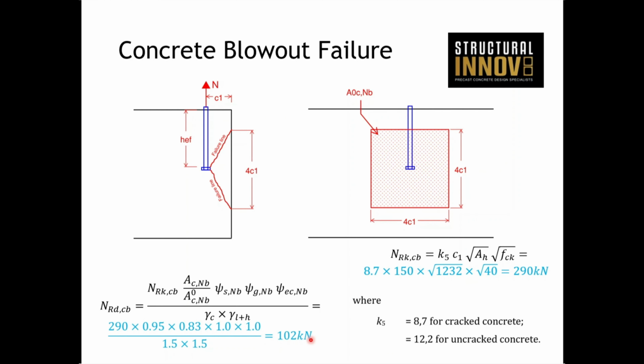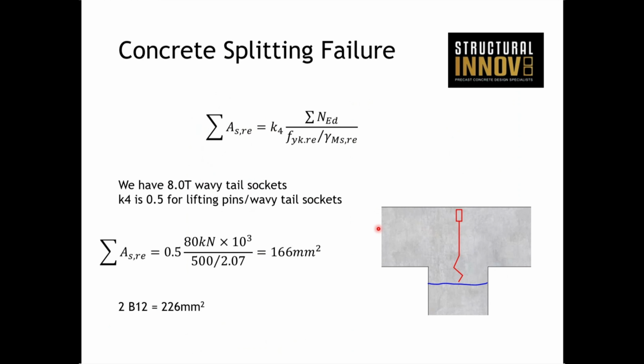kilonewtons. And the last tension failure mode was the splitting check. Again, we're using a slightly larger lifter, 80 kilonewtons for the full capacity. We need 166 millimeters squared. So 2B12s will kind of cover that. So you're generally always going to cover that for these kind of larger areas of concrete.